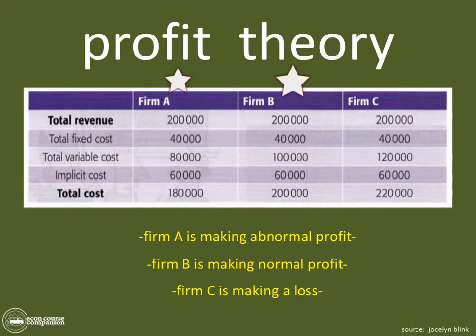So now let's check out Firm C. How are they doing? Well, they have the same revenue of 200 grand, but what are their costs? 40, 120, and 60, okay? You add that up, and what do you get? 220. Dude, their total costs are more than the total revenue, and therefore Firm C is making a loss, okay? I kind of feel like giving them a star too, because they are in business. They are trying. There you go.